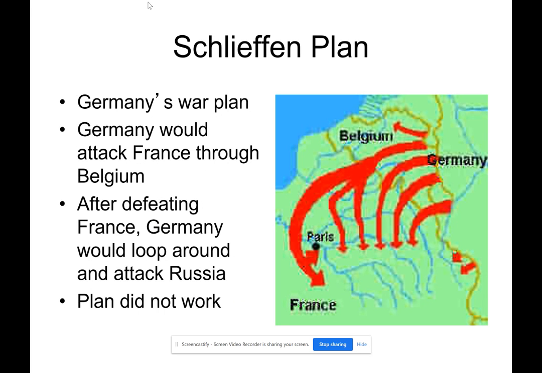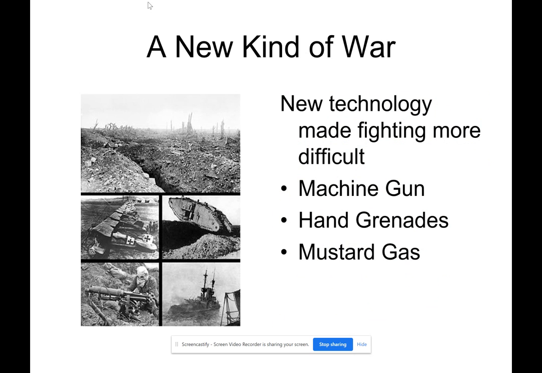Let's see. So the Schlieffen Plan was Germany's war plan. They would attack France through Belgium. Germany would loop around and attack Russia, but this plan foiled. We're looking at a new kind of war.